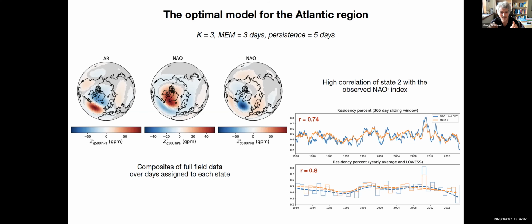You probably said this, but I forgot, just to clarify: the number of clusters, you specify that beforehand, right? That's not part of the optimization? So we did an optimization. I just left it out. I have a slide at the very end to show, because we did a scan over a large array of different numbers of clusters, persistence, and memory, and then we looked at, I think, an RMSE value.